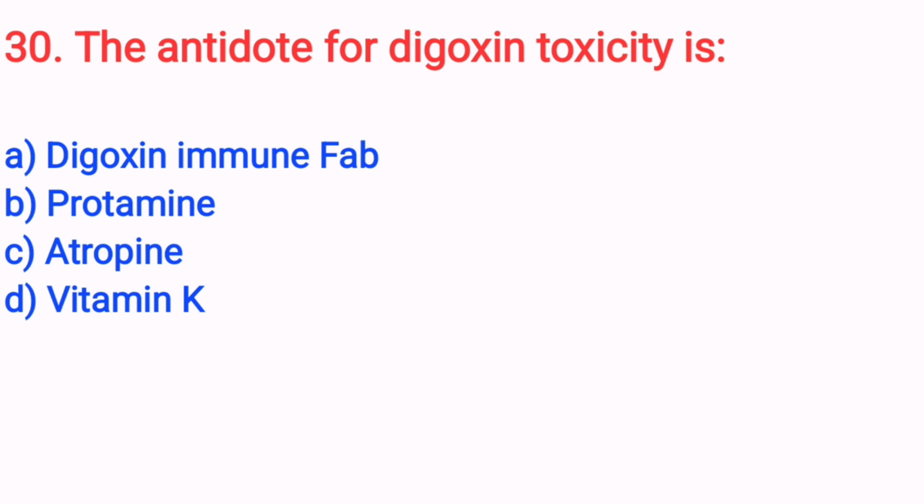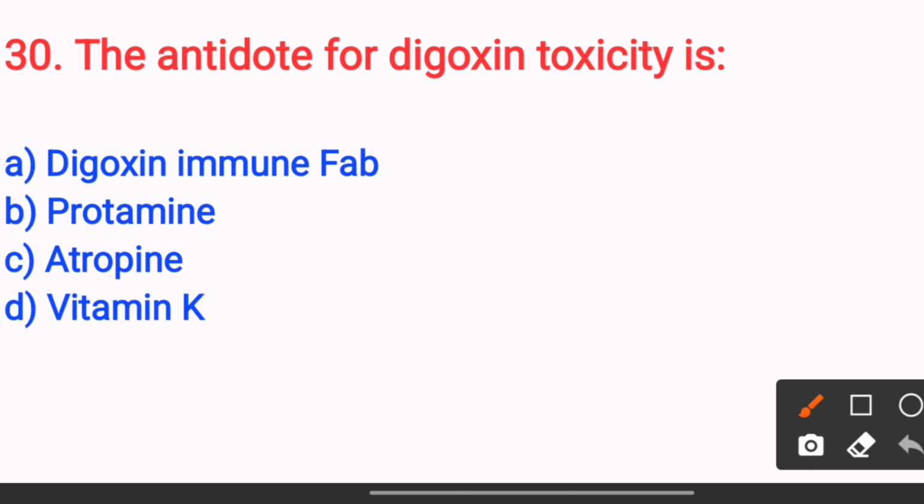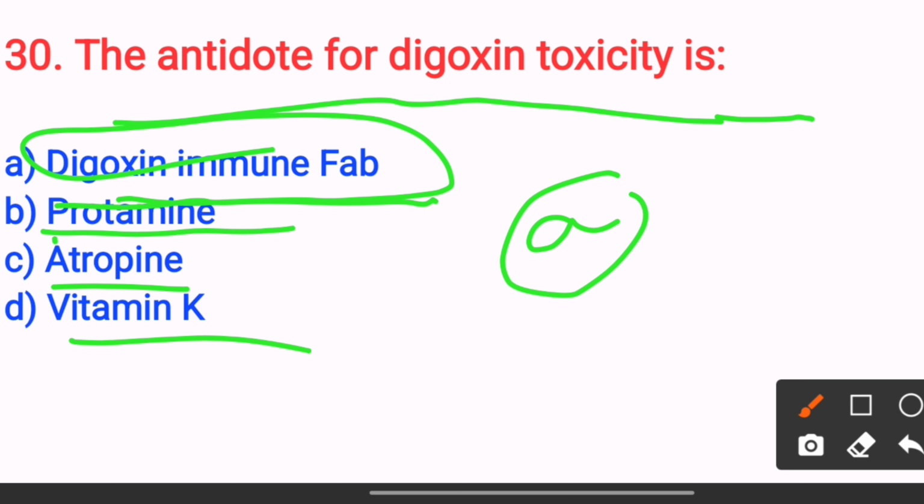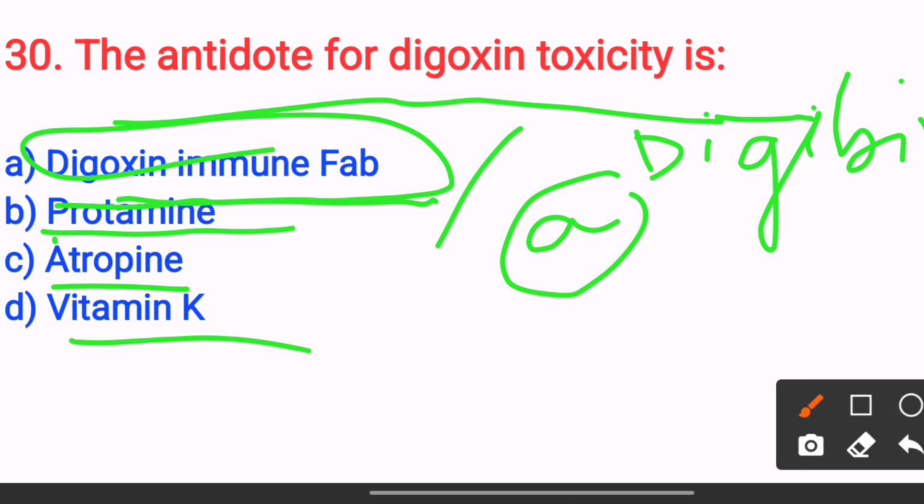Next, the antidote of digoxin toxicity is option A digoxin immune fab. Option B protamine. Option C atropine. Option D vitamin K. The answer is option A, digoxin immune fab, also known as DigiFab.